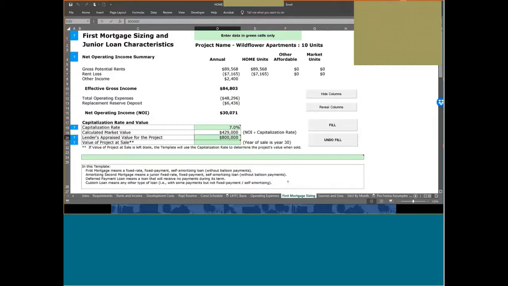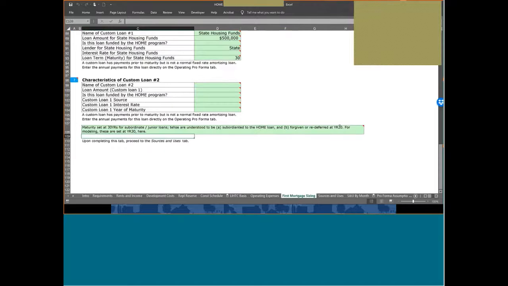This is the first mortgage sizing page, and this is where we input our other sources. It's important to remember that when you're underwriting for HOME funds, one of your goals is to size for the gap. And in order to size for the gap, you've got to know what your development costs are and what your other sources are to get there. So this is where we input our other sources, including the first mortgage. So let's start with filling this in, and it'll give us some inputs.